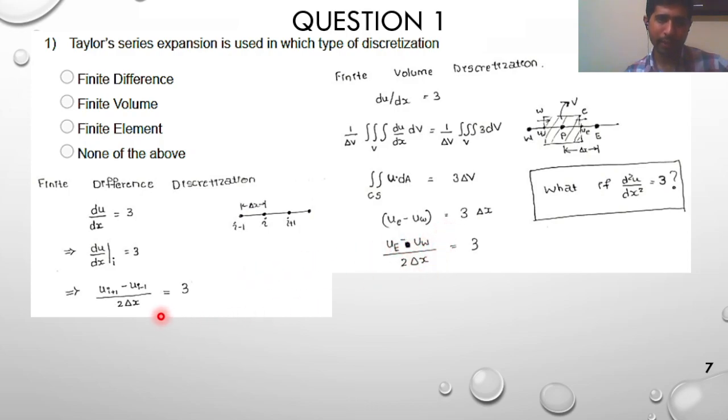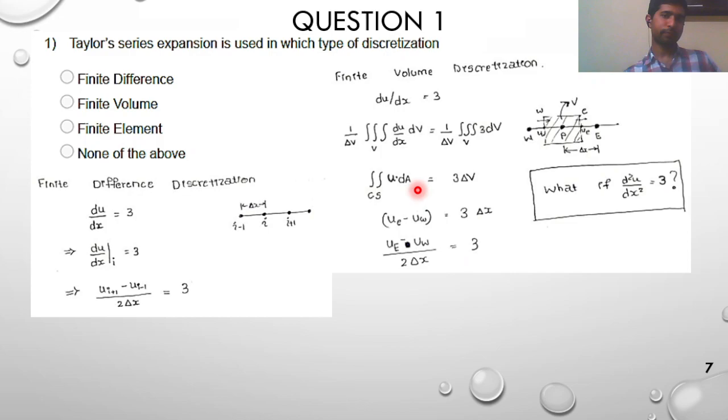Now this is exactly similar to what you have got here. E is nothing but i plus 1, and w is nothing but i minus 1, right? So you have got the exact same expression, but you did not use Taylor series here. Nowhere have you used Taylor series here. So if you see this example, you might feel that Taylor series is not required for the finite volume method.